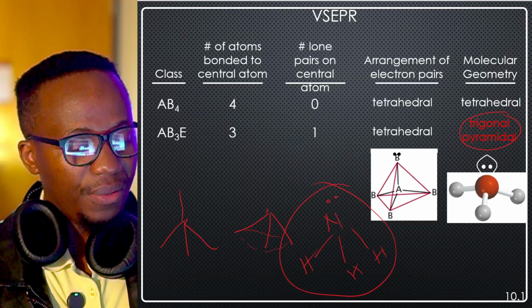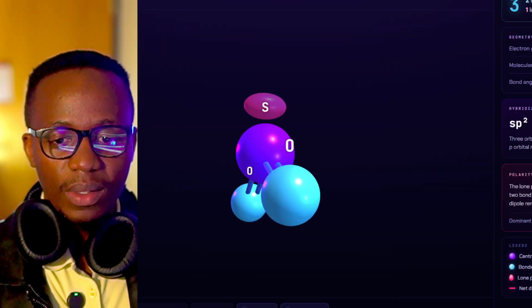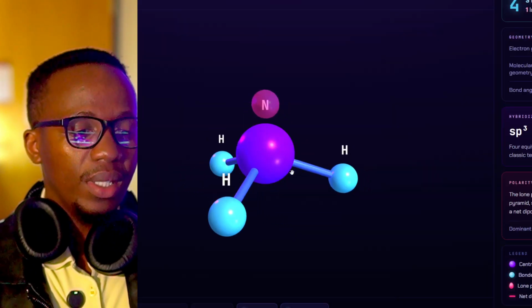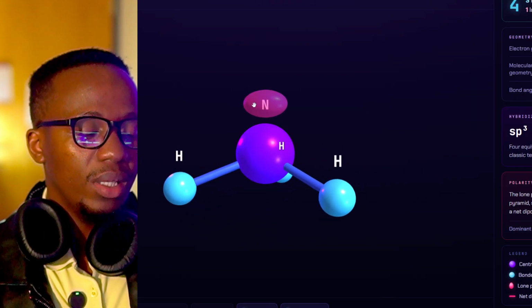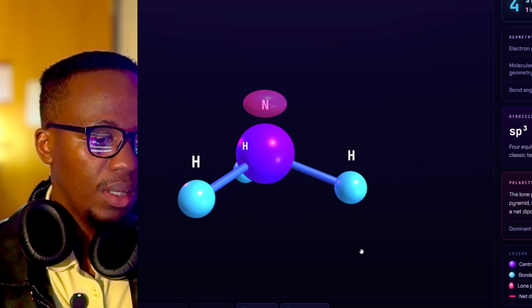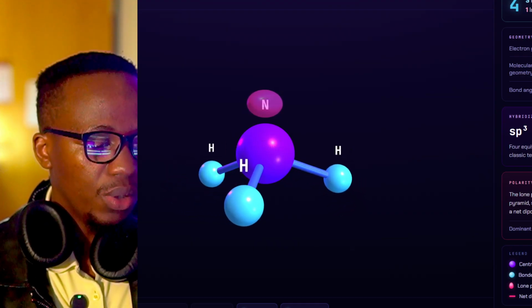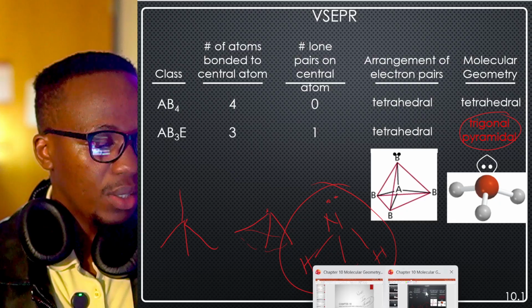I think I have NH3 here. You see, this is really cool. Trigonal pyramidal. This is the geometry. The top is the electrons. All right, let's continue.